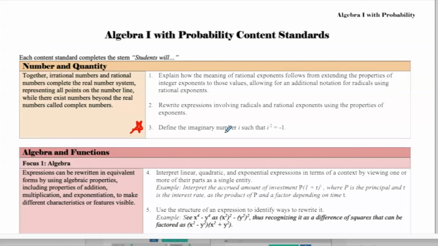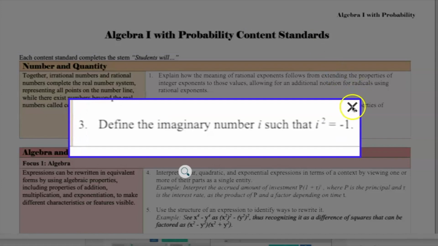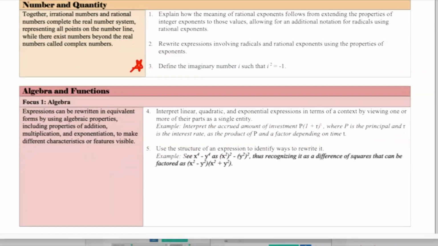So this takes us to our new current course of study. And so we're going to look at the same thing, kind of go through it page by page, look at some changes. So one big change is the introduction of imaginary numbers, which is Standard 3. So that's something new this year.